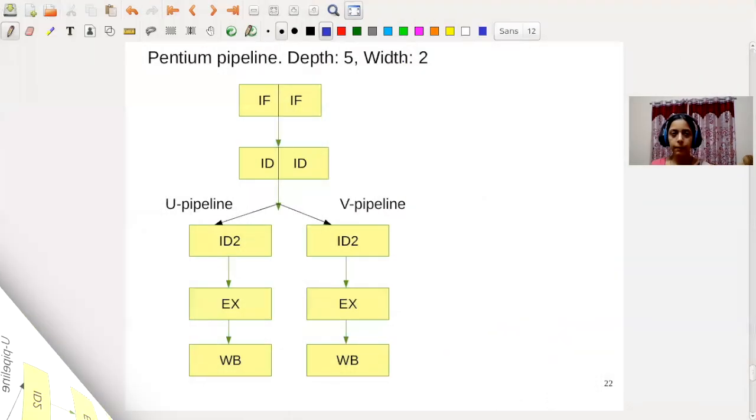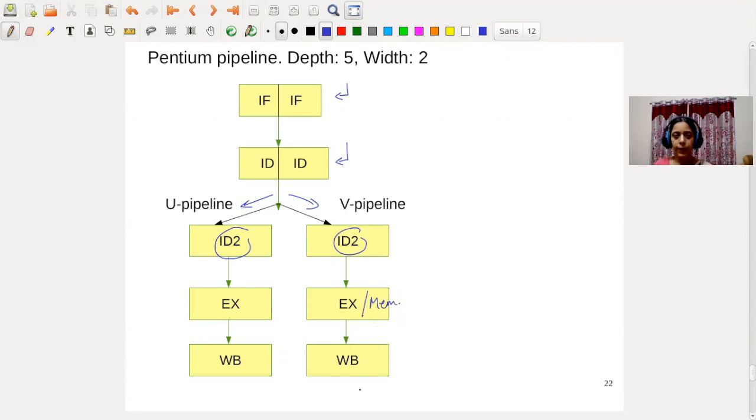An example is the very old Pentium pipeline, which had a depth of 5 and width of 2. They were fetching two instructions, decoding two instructions. Then they had two separate pipelines. They called it the U pipeline and the V pipeline. In fact, they had an extra ID stage here, the ID2 stage. Then the EX also has the MEM stage in it, and then the write back. So this is a very old example of the Pentium pipeline, which was the first example of a two-issue processor.